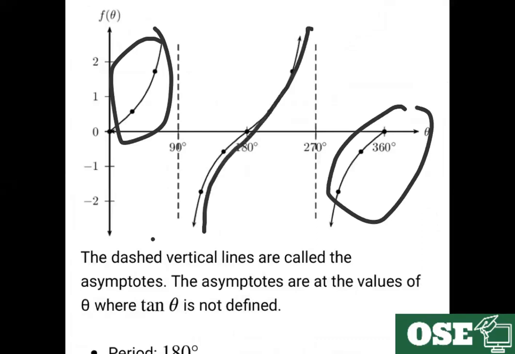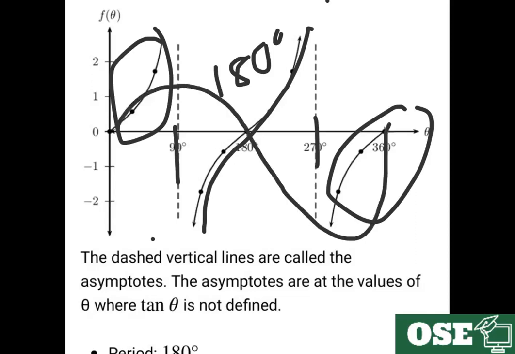It's going to be 180, as opposed to the cos graph, which goes like this, and the sine graph, which goes like this. Those ones take the full length from 0 to 360. However, for this one, it's going to be different. I hope that makes sense.